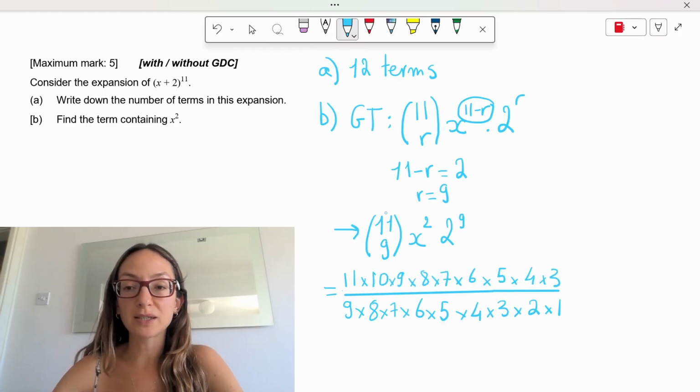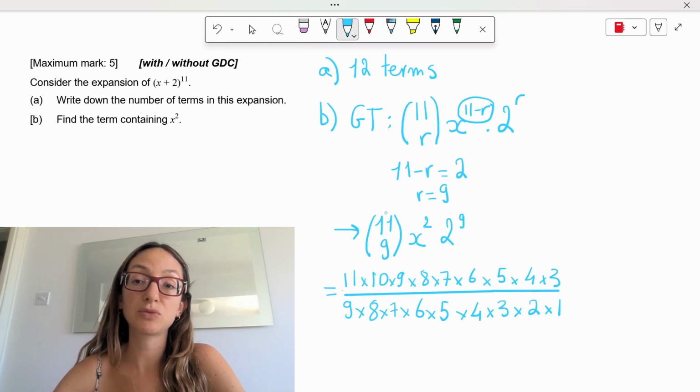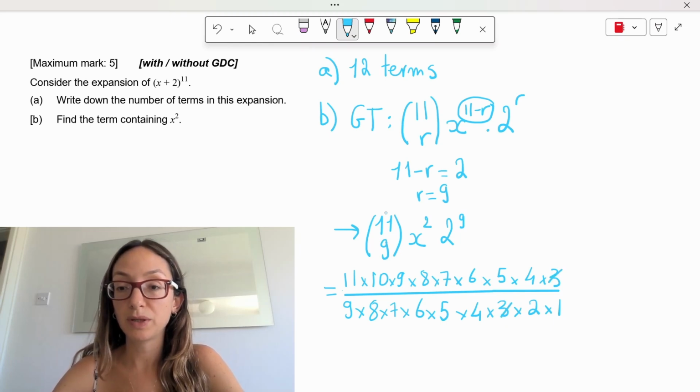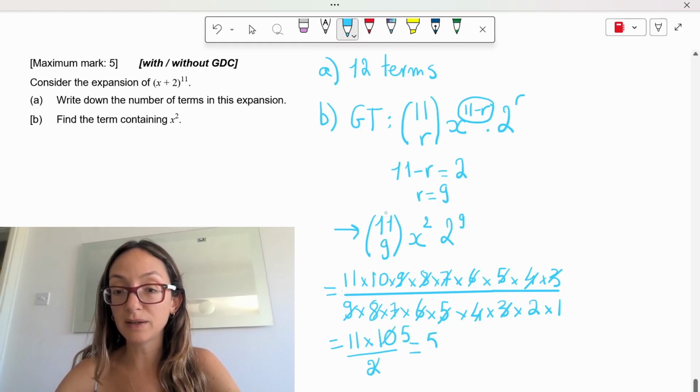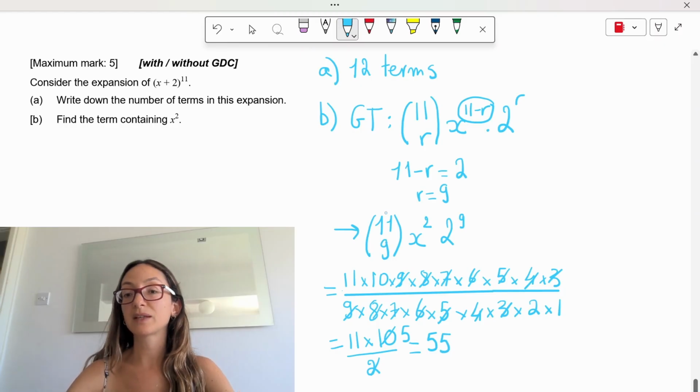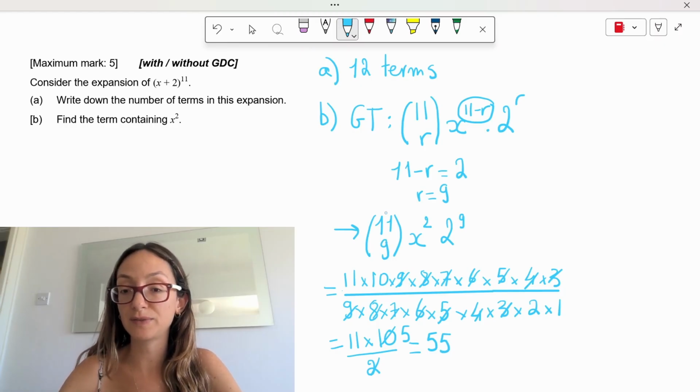And once we reach that stage, you will see that there's a lot of simplification we can do. 3 and 3, 4 and 4, 5 and 5, and so on. And so we're left with 11 times 10 in the numerator, and then 2 times 1, which is just 2, and then we can simplify even further, the 10 with 2, and we get 55. And so 11 choose 9 is equal to 55.